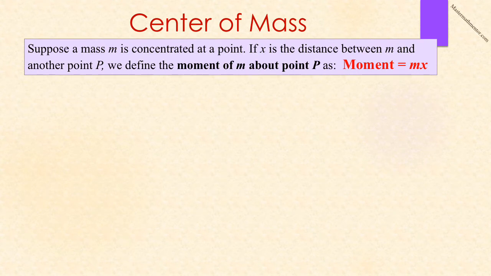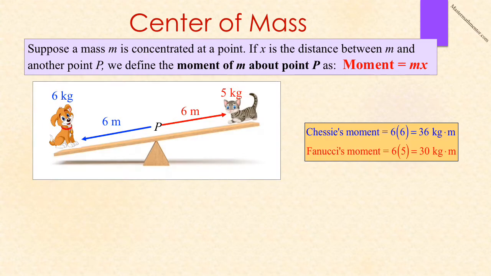Suppose we have a mass m concentrated at a point. If x is the distance between m and another point P, we define the moment of m about P as moment is equal to mx. To illustrate, suppose we have two animals sitting on a seesaw. Chessie, the dog, weighs 6 kilograms and sits 6 meters to the left of the fulcrum P. Finucci, the cat, weighs 5 kilograms and sits also 6 meters to the right of the fulcrum P.